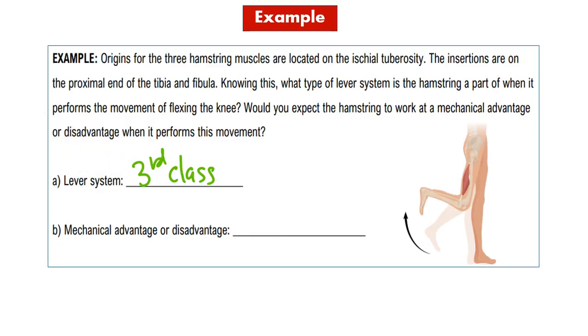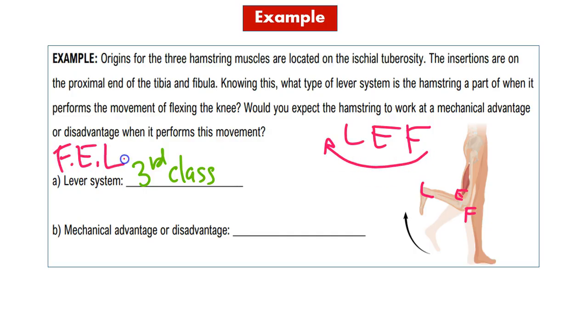We're seeing our F first. Then we're seeing our effort, which is the insertion point of that muscle. Then we're seeing the load. And again, it comes out L, E, F. But since we're going back this way, we know it's going to be F, E, L. And that is the third class lever system. Okay, third class lever system.